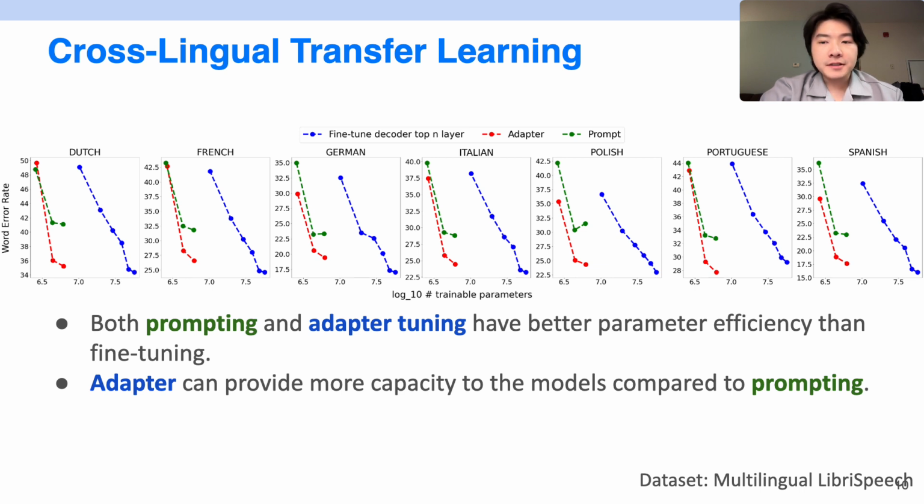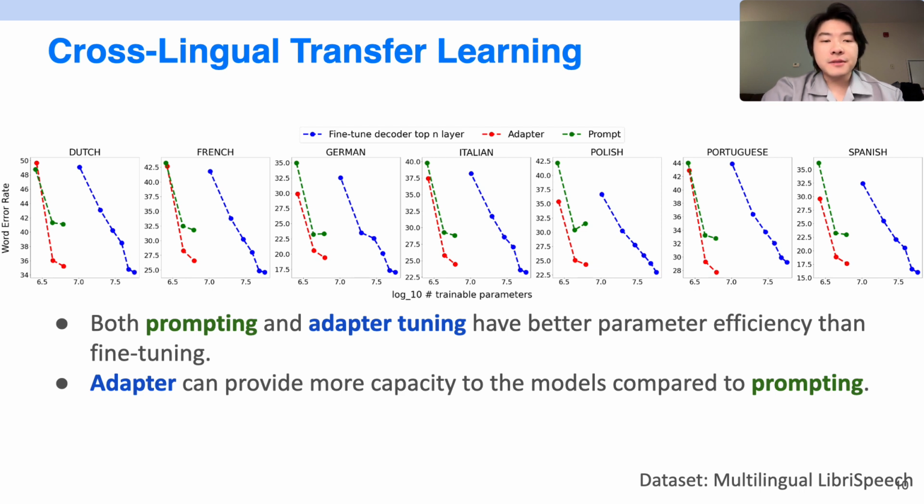So here the y-axis is the word error rate, and the lower the better. And the x-axis is the number of trainable parameters. And each figure shows each language in the Multilingual LibriSpeech. And the red line is adapter tuning, the green line is prompting, and the blue line is the fine-tuning method. And we can see that to achieve the same performance, prompting and adapter tuning require much fewer trainable parameters than the fine-tuning method, which demonstrates their parameter efficiency.